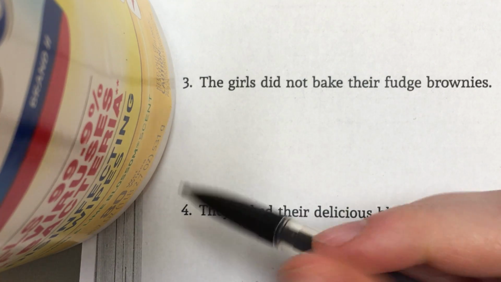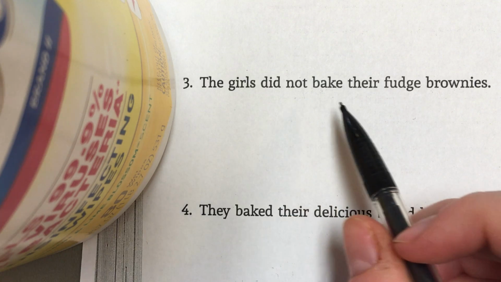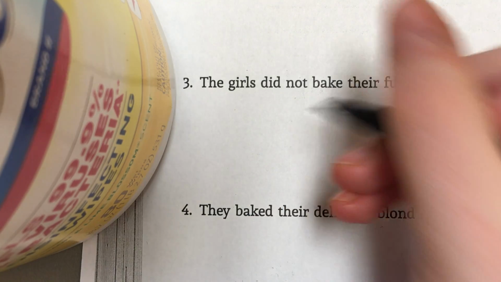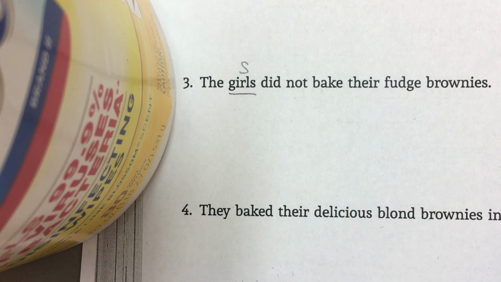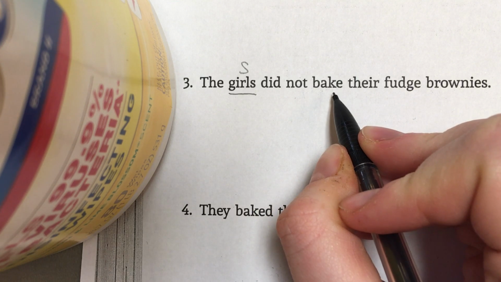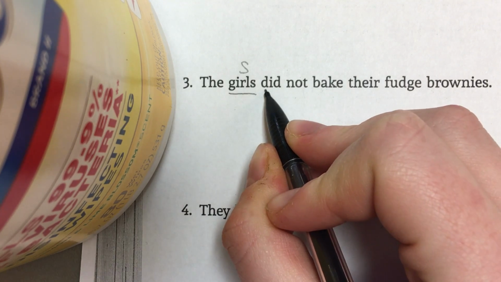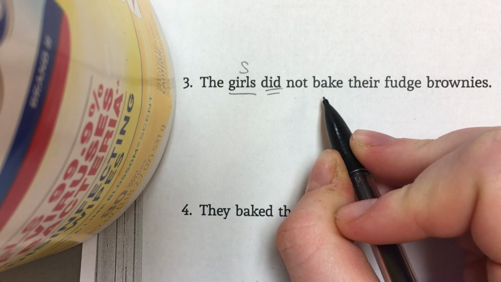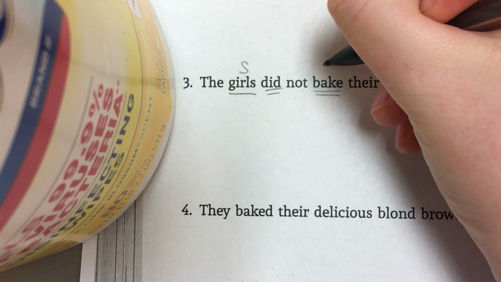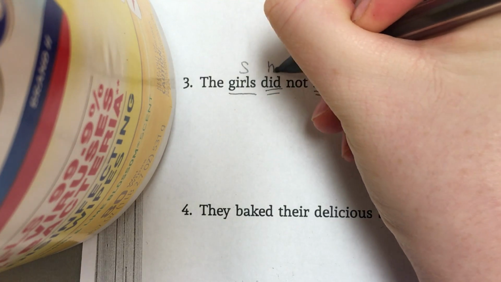Let's identify the subject. Who is doing the action? We see the girls is our subject, so we're going to mark it as subject. What action are the girls doing? Baking, but our verb is technically did bake. Here we have bake as our predicate verb and did as our helping verb.